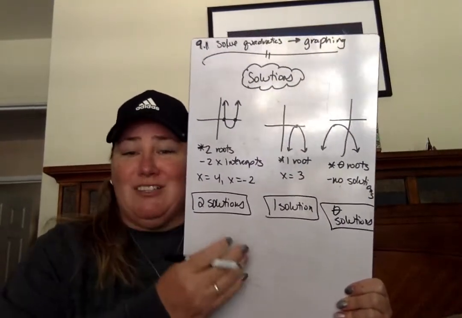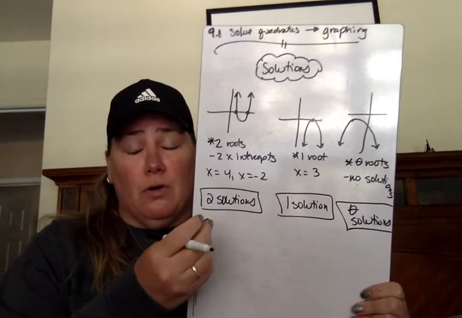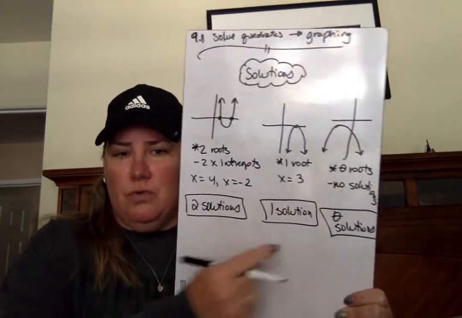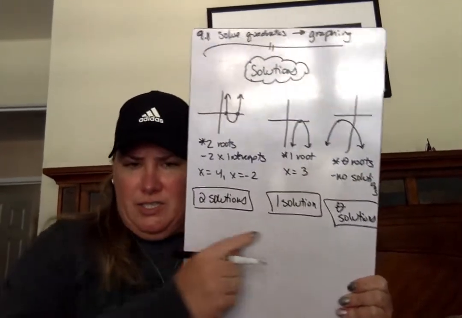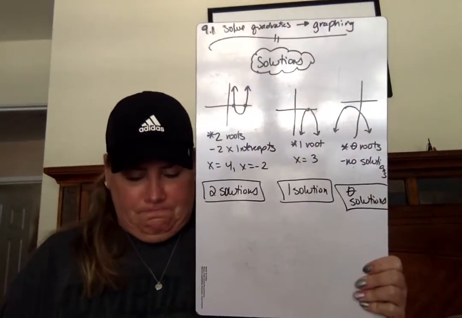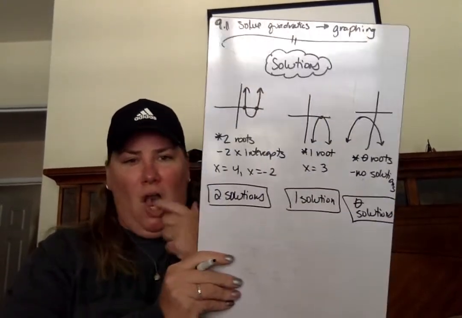So just be careful. If they're asking you for the amount or for how many solutions they have, then you would use 2, 1, or 0. And you're going to see this again, this chapter coming up. All right.